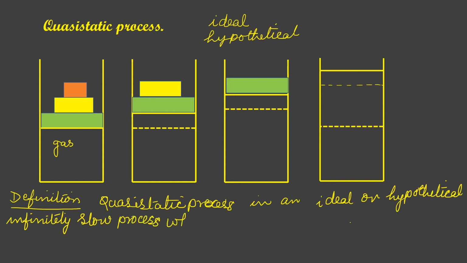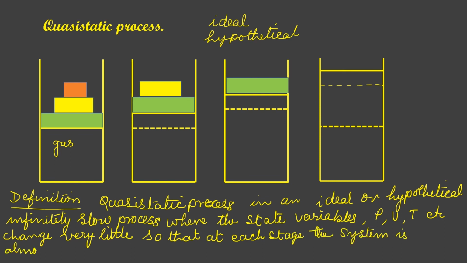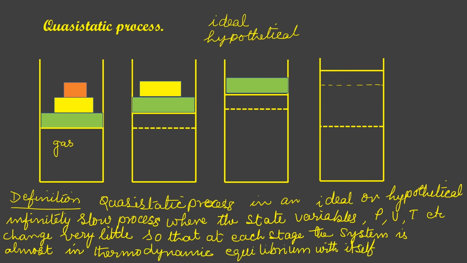By definition, quasi-static process is an ideal or hypothetical infinitely slow process where the state variables like pressure, volume, temperature, etc. change very, very little, so that at each step the system is almost in thermodynamic equilibrium with itself and also surrounding.